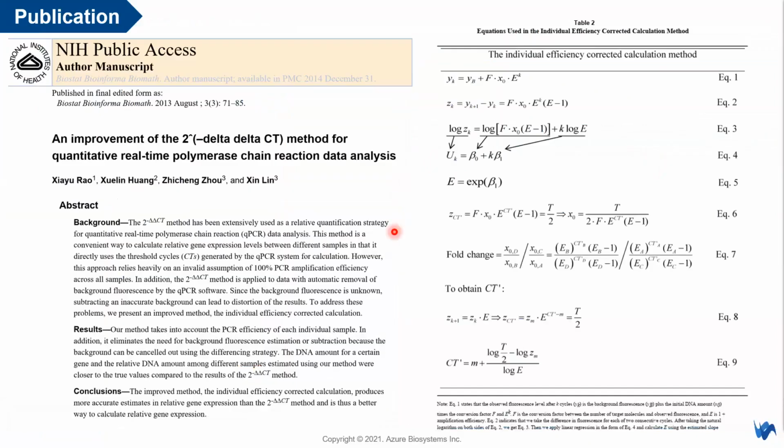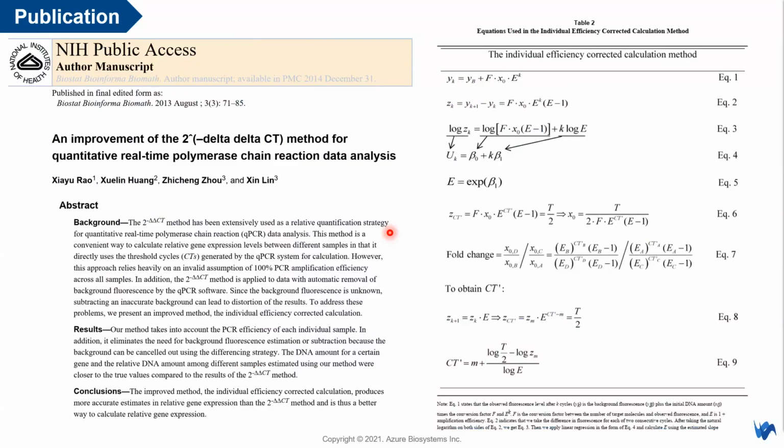Right. Even though this delta CT calculation method is quite established, and a lot of people are actually using it because it's easy, you only need to have the CQ value or CT value, so it's rather easier to use. But definitely we have some improvement on this calculation method.